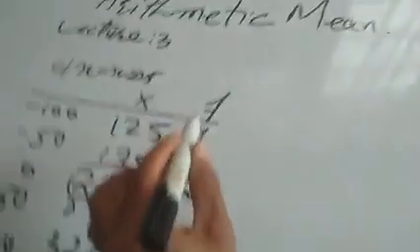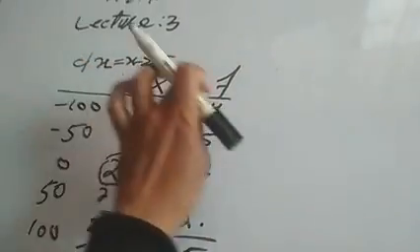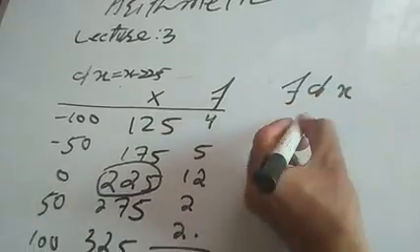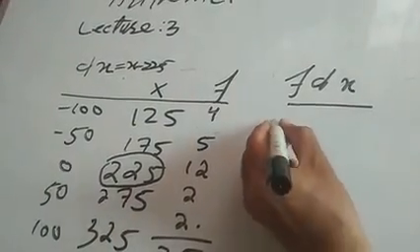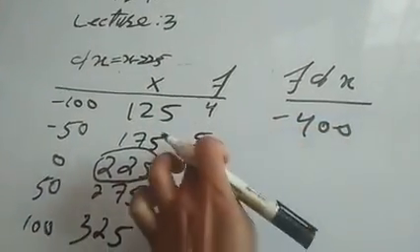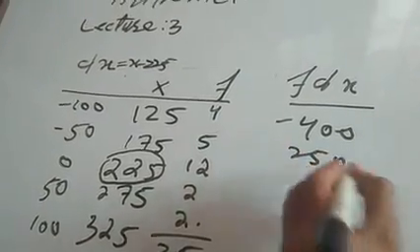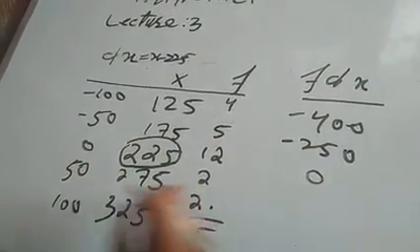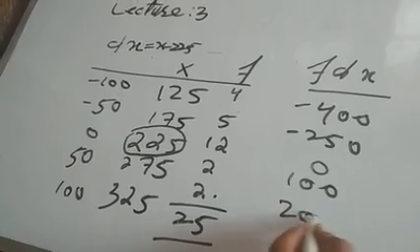Now let us write the formula. We know the formula is assumed mean a plus summation f dx divided by summation f. So we have to multiply f and dx. The f dx column will be given by 4 into 100, that is minus 400. 5 into 50, 5 twos are 10, 5 fives are 25, that is 250, minus 250. 12 into 0 will be 0. 50 into 2 is 100. 100 into 2 is 200.